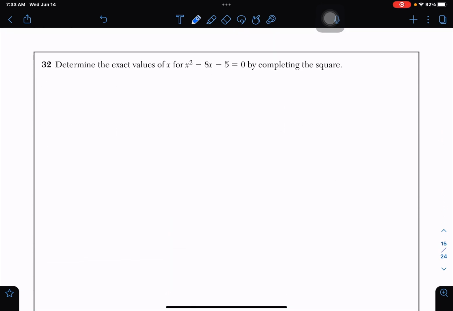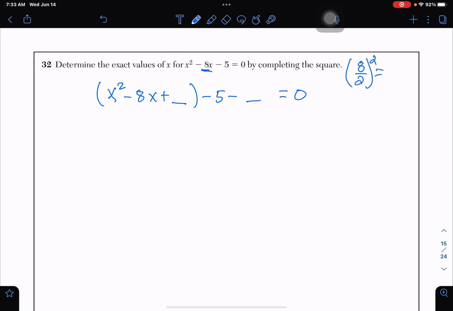All right. Determine the exact value by completing the square. Okay, so you notice we've had a lot of these on the regents. So it's plus a number, right? And that goes in parentheses. And then it's minus that same number outside, equal to 0. And we get that number by using 8 divided by 2, the b term, squared, which is 4, so 16. So we're going to add 16 and we're going to subtract 16.